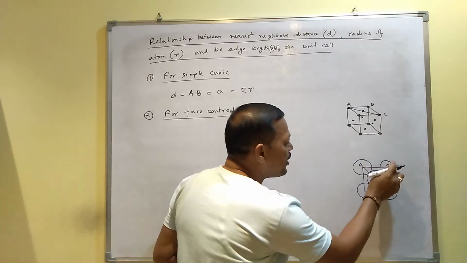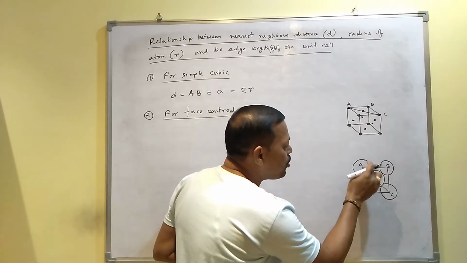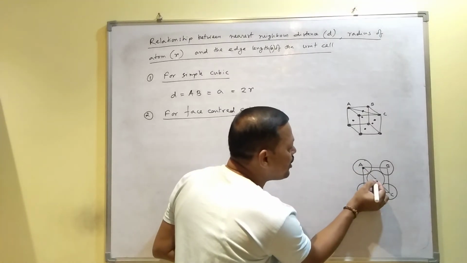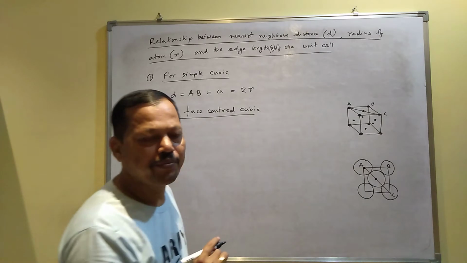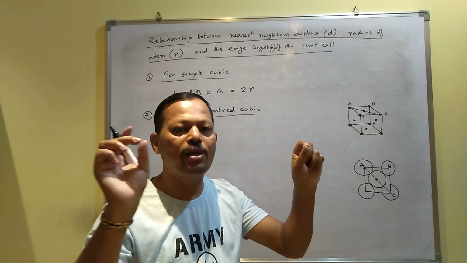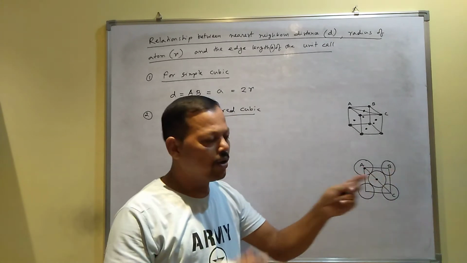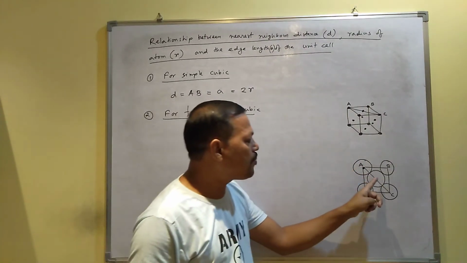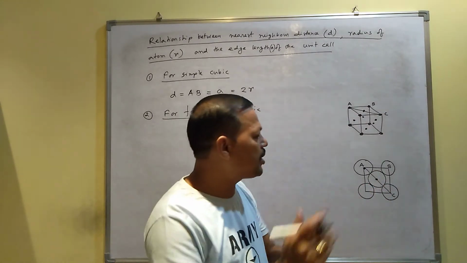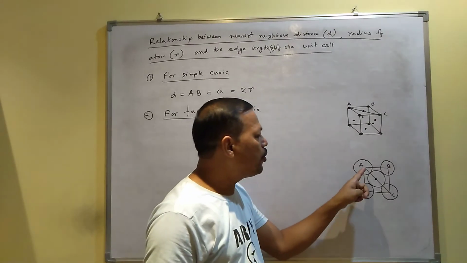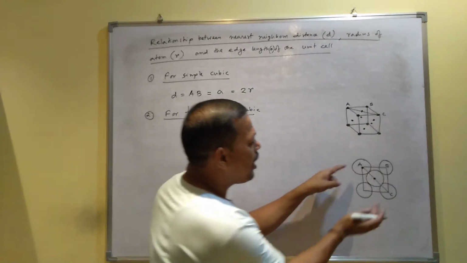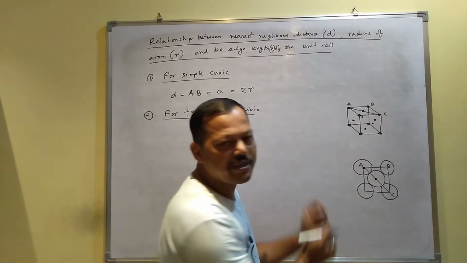Here the corner and corner particles have some gap, but the corner and face particles are joined with each other. That is why the nearest neighbor will be the corner particle and the face particle only. In case of simple cubic, the particles are present only at the corners, so the nearest neighbor distance will be the corner distance. But here, since one particle is present at the center of the faces, the corner particles are somewhat separated from each other. So the nearest neighbor will be the corner particle and the face particle. I mean, half of AC gives you the nearest neighbor distance.